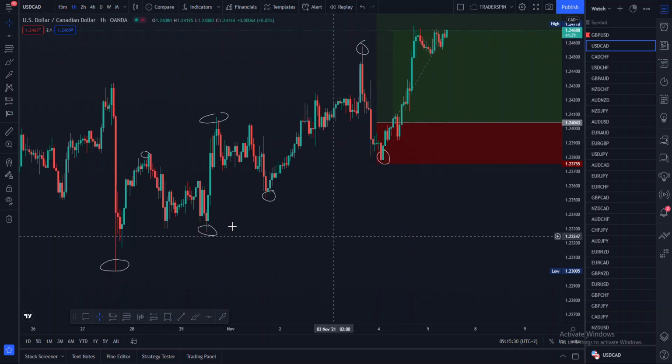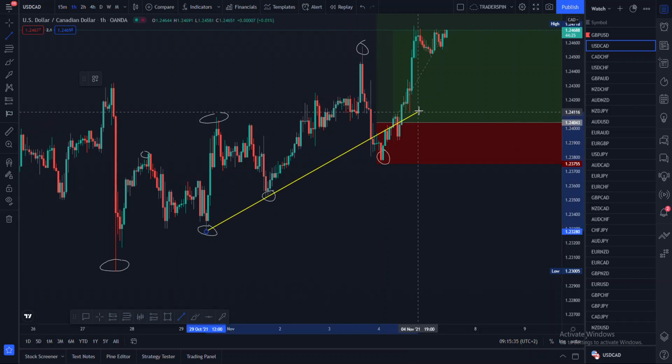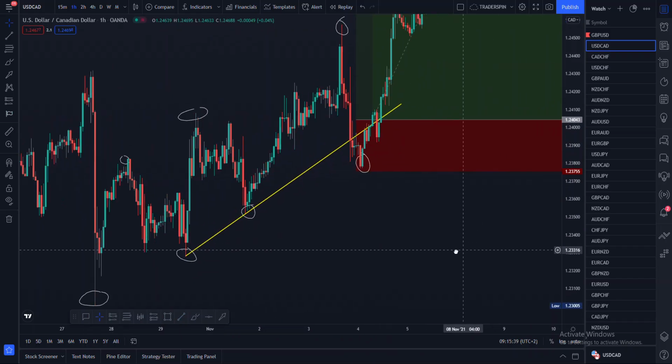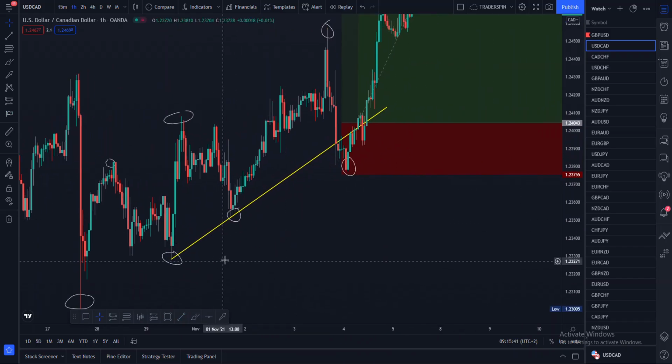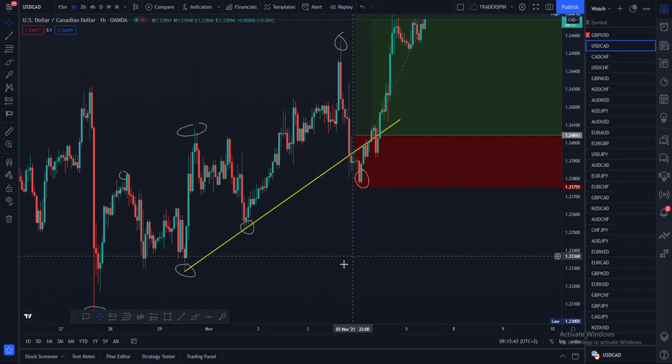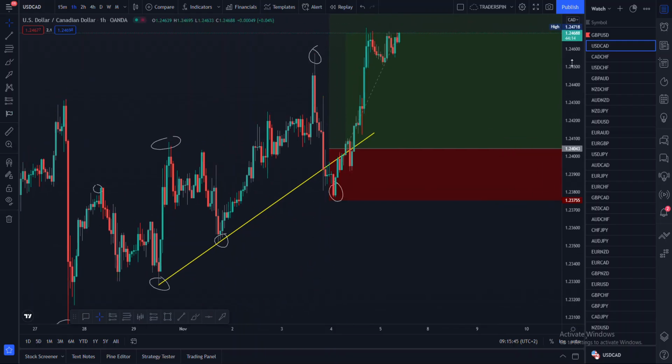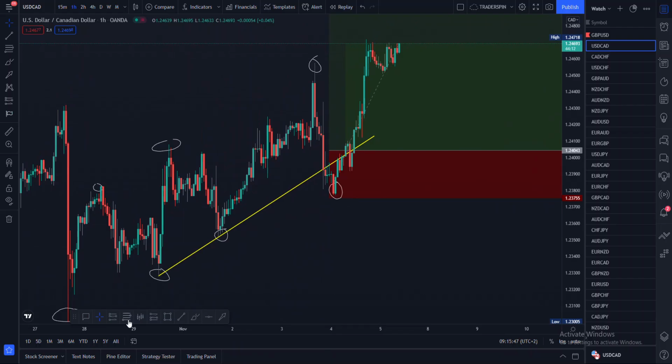And then what is it that you do? You draw your trend lines. Remember, I said your previous two touches have to be from your previous two higher lows, right? And then you draw your trend lines, and then followed by your what?